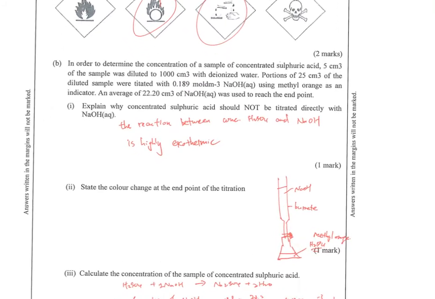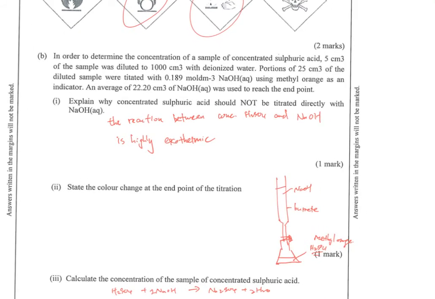Okay, and then part B, this is titration actually. In order to determine the concentration of a sample of concentrated sulfuric acid, 5 cm³ of the sample is diluted to 1000 cm³ with deionized water, and then a portion of 25 cm³ of the diluted sample. So it means that from 1000 cm³ to 25, that means that we just take out 1/40 of the diluted sulfuric acid, and then titrated with 0.189 mol per dm³ of NaOH using a burette. Average volume is 22.2, right? So this is a simple, not really difficult titration.